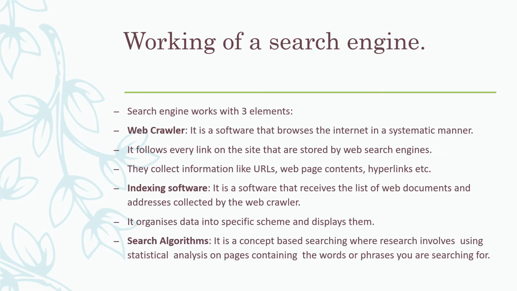Next, we will look at the working of a search engine. A search engine works with three elements which work hand in hand: the web crawler, indexing software, and the search algorithm. A web crawler, as the word suggests, is like a spider which crawls. It is software that crawls over the internet in a systematic manner. It follows every link on the sites stored on the web engines and looks for the keyword that is requested. They collect information like URLs, web pages, hyperlinks, etc.